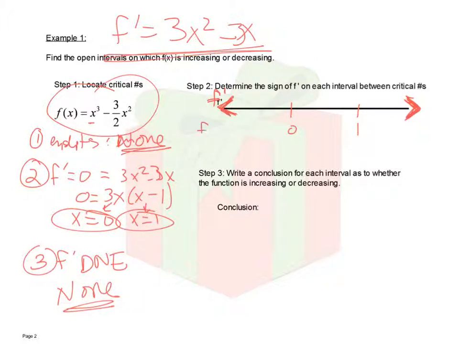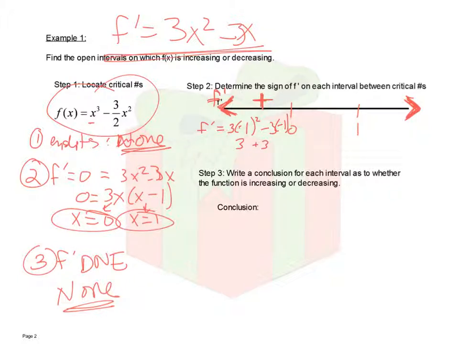I'm going to substitute into f prime, and I'm going to substitute negative 1 in because, like I said, it's a small number, so I don't have to think so hard. 3 times negative 1 squared is 3 times 1, which is 3, plus 3, so I get 6. It's positive. That's all I really care about.